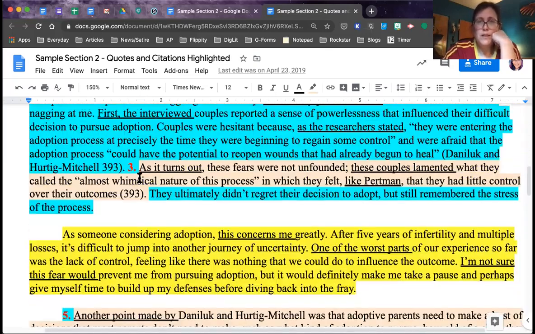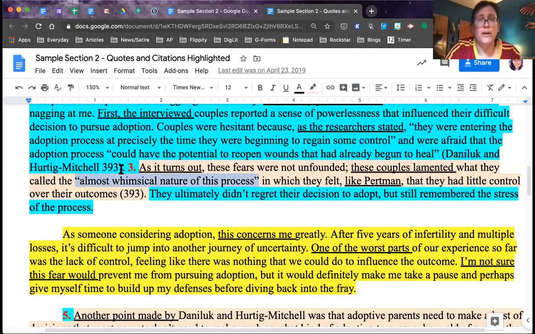Down here, I did a little bit closer to what I did in the green quotes in that sample exercise. So as it turns out, these fears were not unfounded. These couples lamented what they called the, quote, almost whimsical nature of the process, in which they felt like Pertman, that they had little control over their outcomes. So in this case, I've actually paraphrased most of it. However, I left this in quotes because I thought it was really important to use their description, the almost whimsical nature of this process. That's a particular phrasing that I don't want to lose.